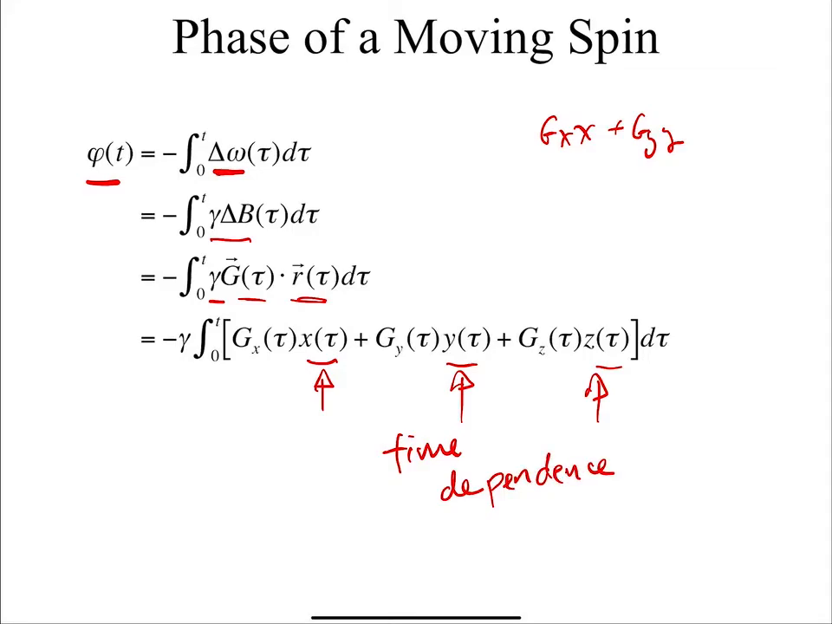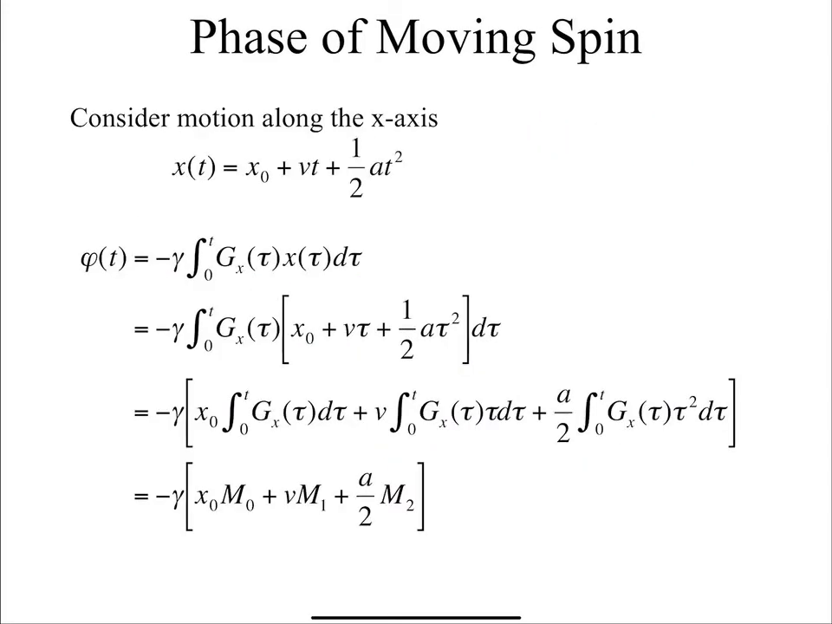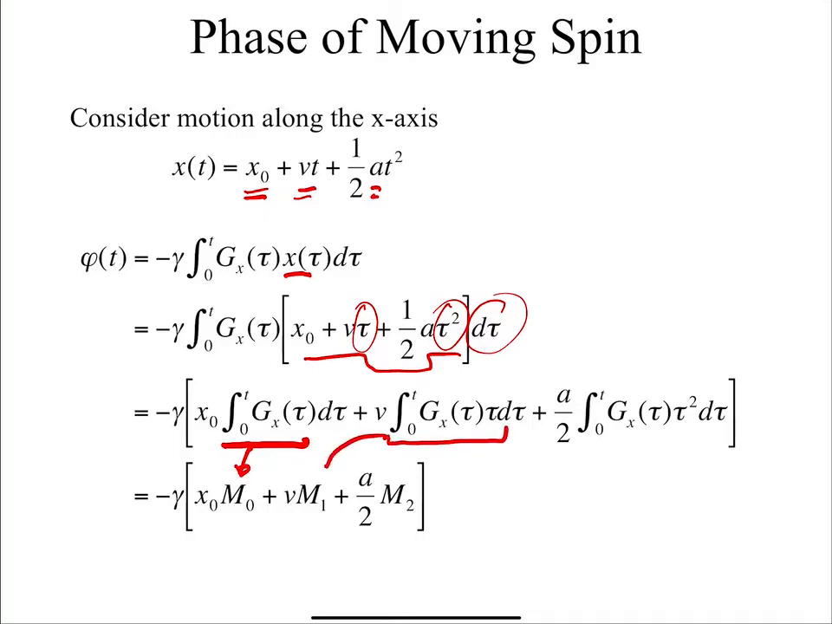And so we just want to model that time dependence very simply. We're going to consider the very simplest motion, where we've got some initial location, some velocity, and some acceleration. And then it's just very simple calculus. We replace x with that expression. It's all integrated over time, so we just have to integrate tau or tau squared. And so what you end up with is the integral of the gradient, the integral of the gradient times time, and the integral of the gradient times time squared. That's the 0th order moment, the 1st order moment, and the 2nd order moment.